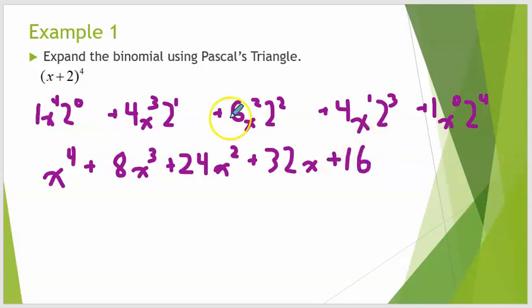So that is my expanded binomial for x plus 2 to the 4th power. We found that instead of having to distribute out x plus 2 times x plus 2 times x plus 2 times x plus 2, in most cases, you will find that this is much faster than having to do all the distributing, especially based on the size of the exponent.